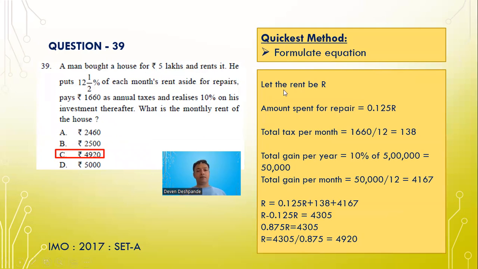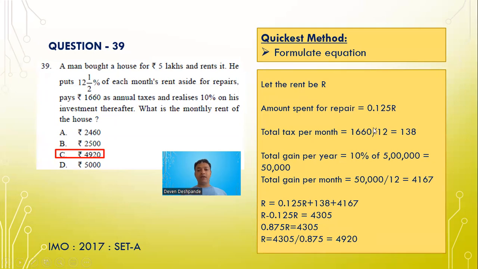So let the rent be R. Again, for repair, 12.5% of each month's rent is put aside. 12.5% is 12.5 upon 100, which is 0.125 R. So 0.125 R is set aside for repairs. Again, 1660 per year is paid as taxes, so 1660 upon 12 is paid per month. 1660 upon 12 is 138. So 138 rupees are paid per month as taxes.